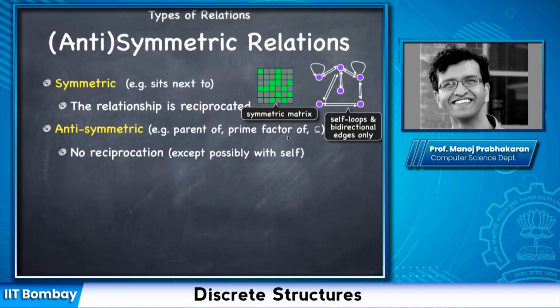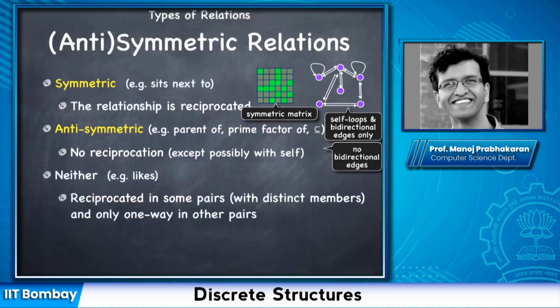Okay. Another example similar to parent of is subset, or it could be an equal subset, right? It's not a strict subset. So the subset of relation again is antisymmetric, and in this case it is reflexive as well. In terms of the graph, what it means is that there are no bidirectional edges. It doesn't say anything about whether self-loops exist or not, but there are no bidirectional edges.